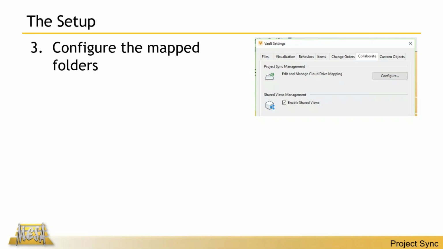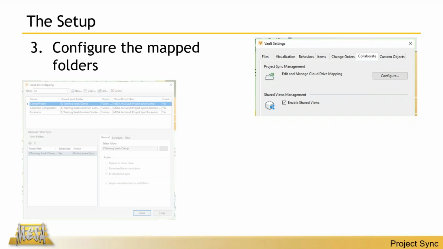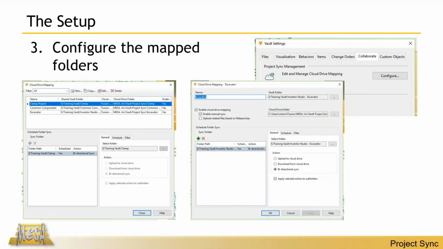So once we've got the job processor set up and running, we'll map our folders. We'll just have to create a mapping here. So we'll go in, configure it, and create a mapping or edit one. We'll then name our mapping. We'll give it the Vault folder that we're connecting into and the cloud drive folder we're connecting into. In the screenshot, right here in the middle, the bottom half is scheduling. So basically I can tell it if I'm going to do one direction or bi-directional.